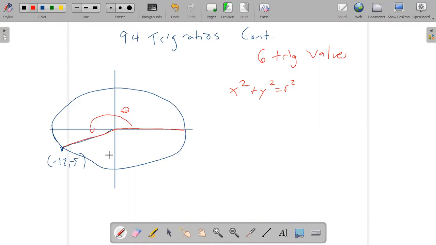So in this one, if I want to figure out what my radius is, I just do -12 squared plus -5 squared equals whatever my radius is squared. Or if you want to, you could skip the step and take the square root of both of those things. But now we would see that 12 squared is 144, 5 squared is 25. So I get 169 equals r². So I can find out that my radius is 13.